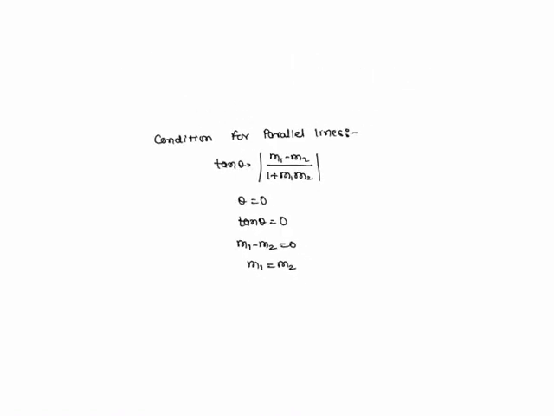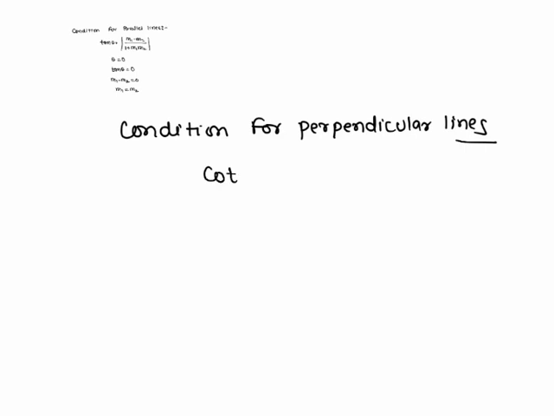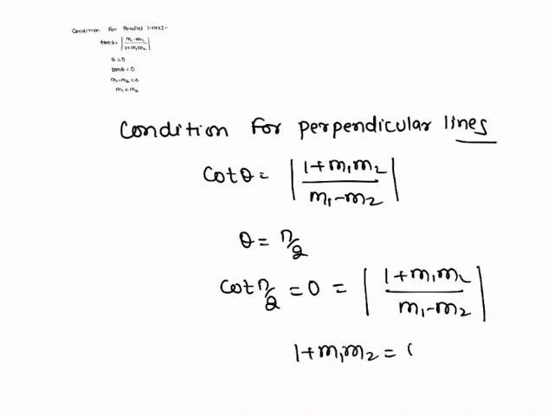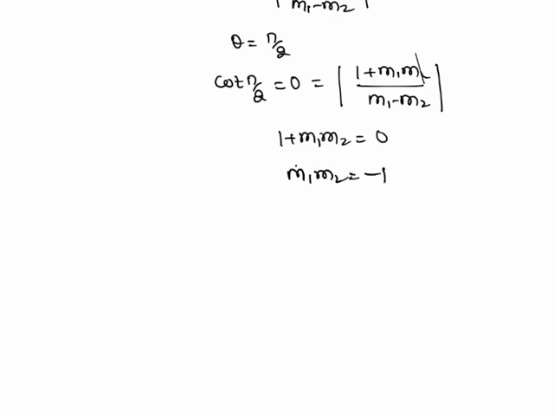Next is the condition for perpendicular lines. We know that if we take the reciprocal, cot theta will be (1 plus m1 m2) divided by (m1 minus m2). Now if theta is pi by 2, then cot pi by 2 equals 0. That means (1 plus m1 m2) divided by (m1 minus m2) equals 0. So 1 plus m1 m2 equals 0, so m1 m2 equals minus 1. So if the product of two lines' slopes is minus 1, then the angle between the two lines is 90 degrees.